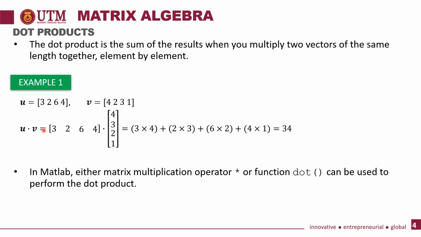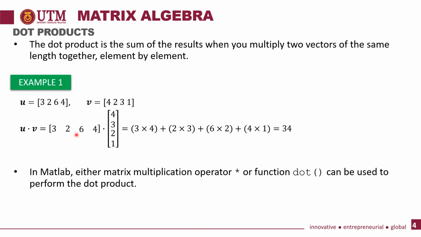When you do the dot product u dot v, you need to make sure that the first matrix only has one row. For example, this one, 3 2 6 4, only has one row. And for the second part of the dot product, it must have only one column. If you have this kind of matrix, you can successfully execute the dot product.